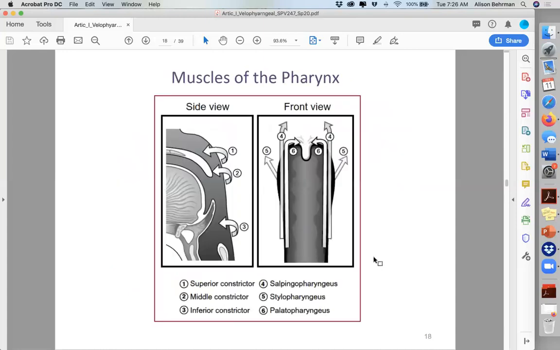All right, here in slide 18, the diagram shows how the contraction of each muscle acts upon the pharynx. It's just kind of a stylistic summary, if that helps you.